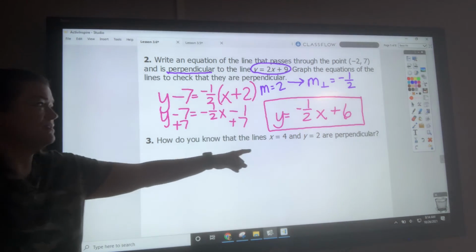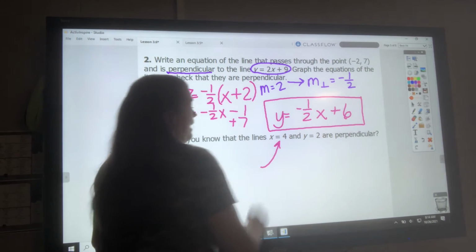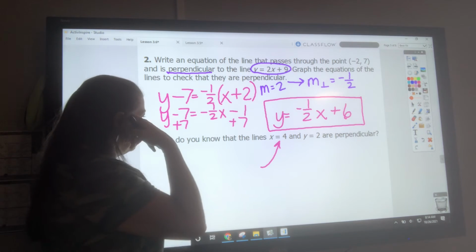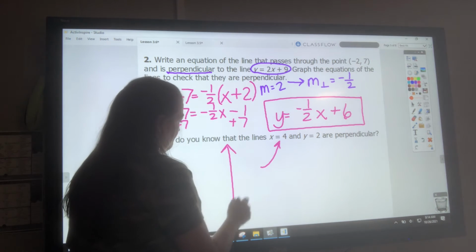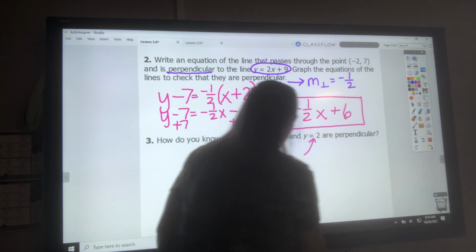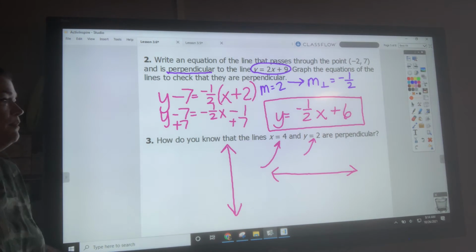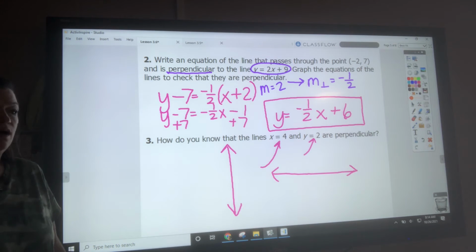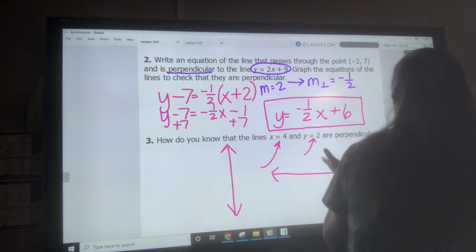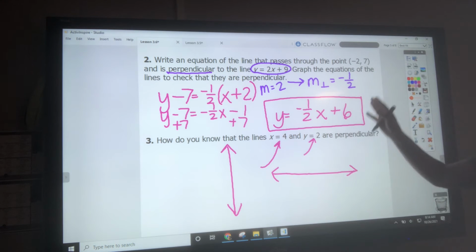How do you know the lines x equals 4 and y equals 2 are perpendicular? Well, remember, x equals equations are vertical lines. They look like this. And this line, y equals 2, is a horizontal line, which has a 0 slope. How do you know? Because they have opposite reciprocal slopes, and because one is horizontal and one's vertical. These are going to be lines that are actually straight all along the grid lines.